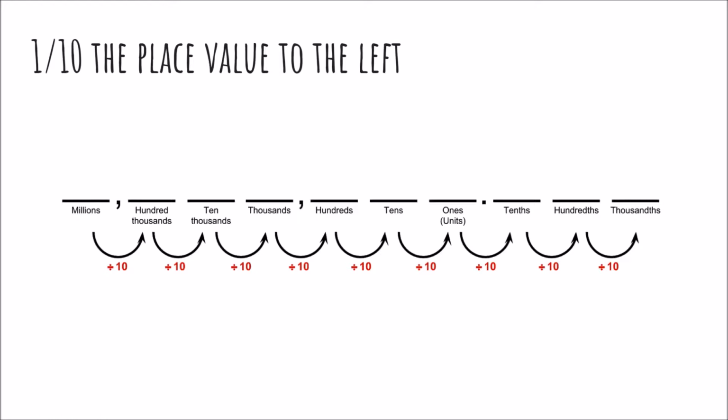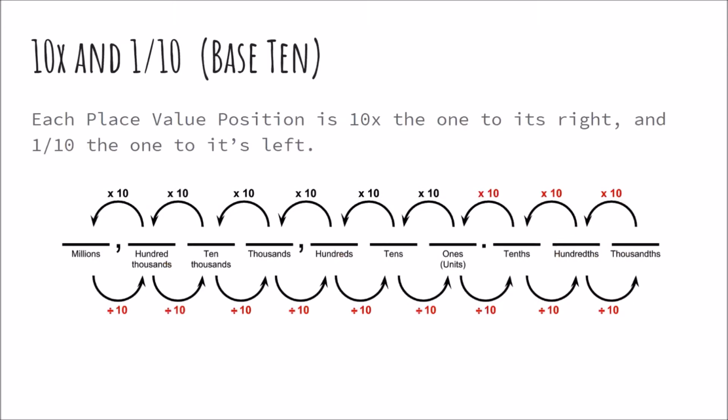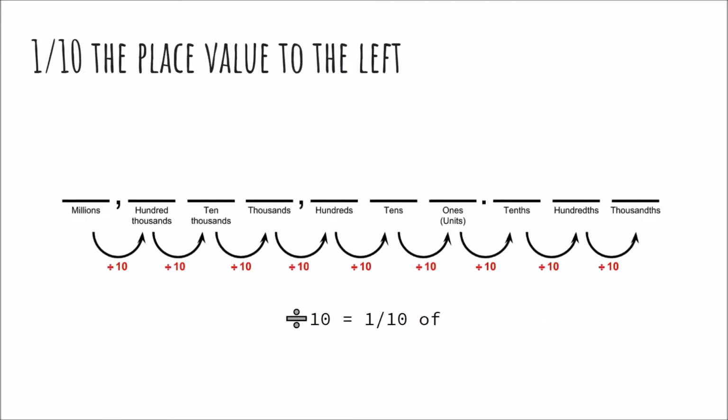If we look at the same place value, our tens, and we look at the place value to its left, hundreds, we can see that 10 is 1/10 of 100, and that every place value has the same relationship. It is 10 times the place value to the right, and it is 1/10 the place value to its left. Please keep in mind that divided by 10 equals the same thing as 1/10 of. You're going to hear it both ways. So remember, divided by 10 and 1/10 are the same thing when we are talking about place value.